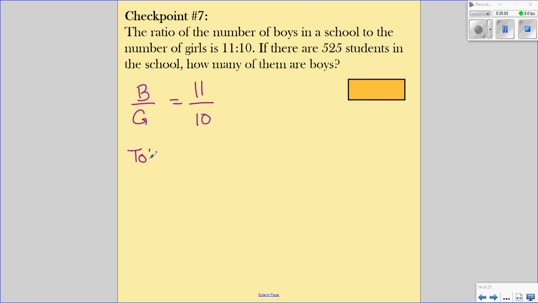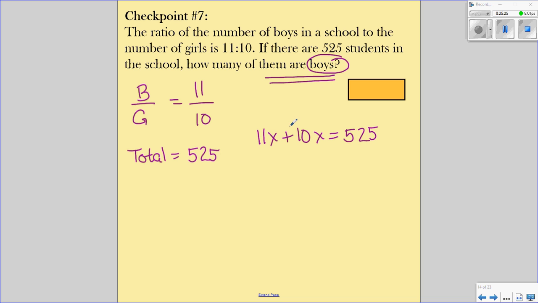So I'm going to put the total, which is 525. How many of them are boys? We're just looking for the boys, not the girls. So we set it up: 11x plus 10x equals 525. The x represents the number we need to multiply to get to our equivalent ratio in order to find the total of boys and girls. So together that would be 21x equals 525.